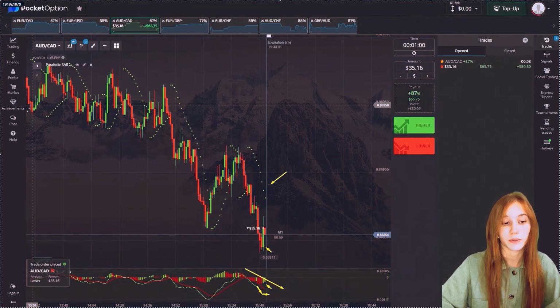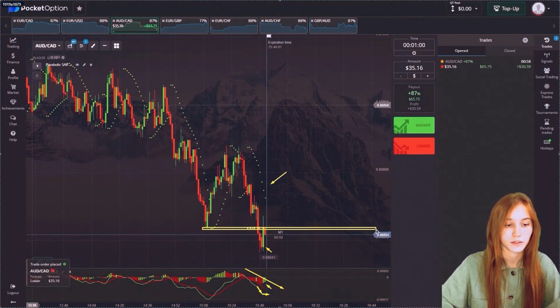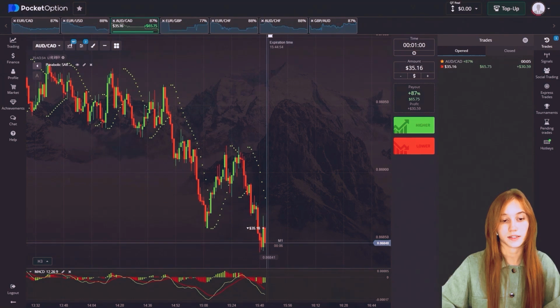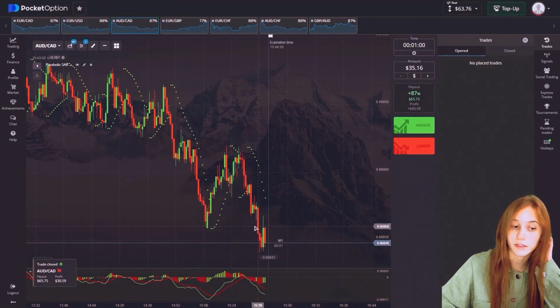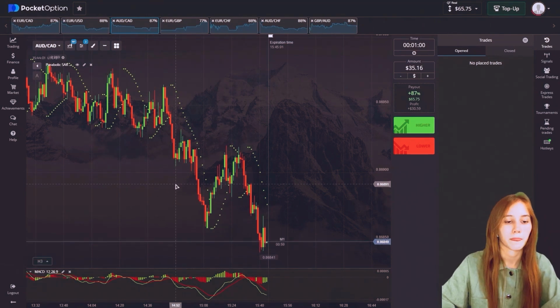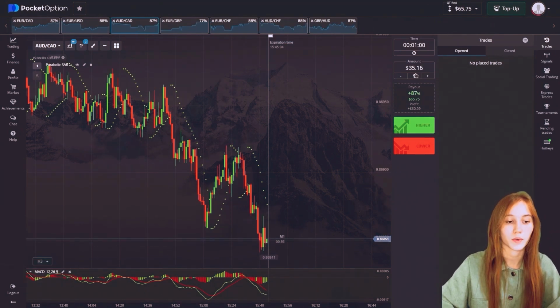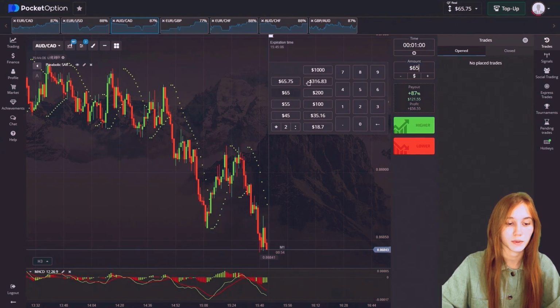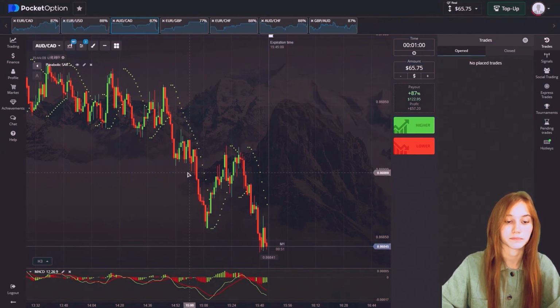A small recovery to overcome the support area. So we see we move on by trend. 2 seconds. Yeah, the deal is closed into plus like previous ones. Great. $65. We increase the balance and move on to the fourth concept bar.